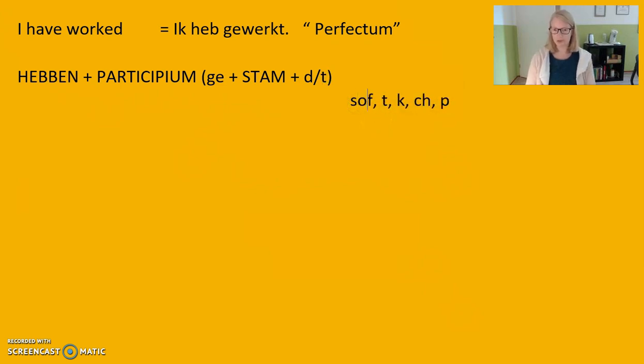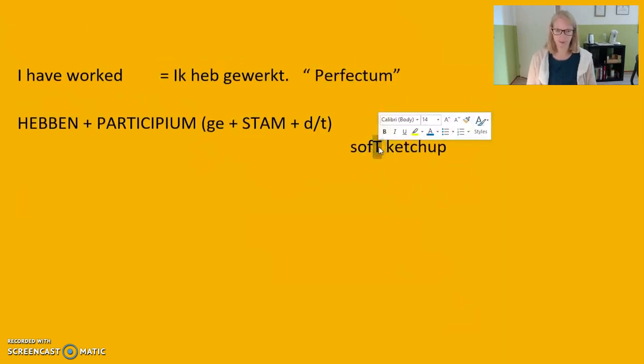So let's turn it into an existing word, a recognizable word. Ketchup. Then we get soft ketchup. Way easier to remember, right? So if the last letter of the stam is in soft ketchup, it takes a T. How do you remember that the soft ketchup rule goes with a T and not with a D? Well, soft ketchup has two T's in it. So that's how you remember.